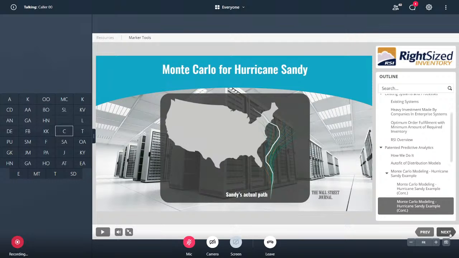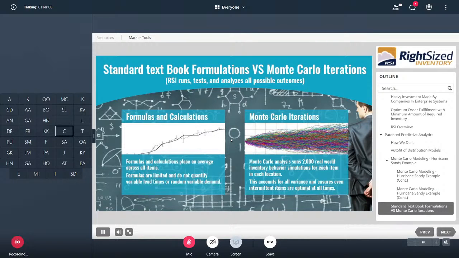This here is just what's standard in stock in the industry, or in fluctuating long and variable lead times, versus a real-world independent inventory behavior simulation, a probabilistic model, at least 2,000 days of future supply chain simulations. It ensures that your regular runners and your intermittent items are optimized at all times. So that's how we predict optimal inventory positions.